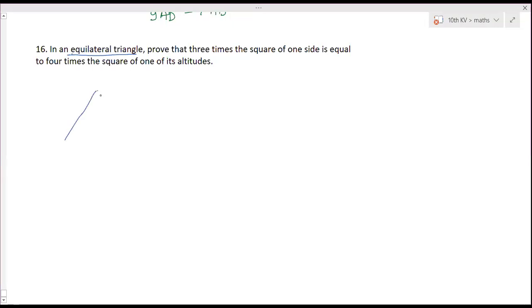So draw an equilateral triangle ABC. Equilateral triangle, all sides are equal. One of the sides square, that is AB square, is equal to 4 times the square of one of its altitudes. So what do you mean by altitude? Height. Height is always perpendicular to the base. So that is AD if you consider. So what we have to prove?